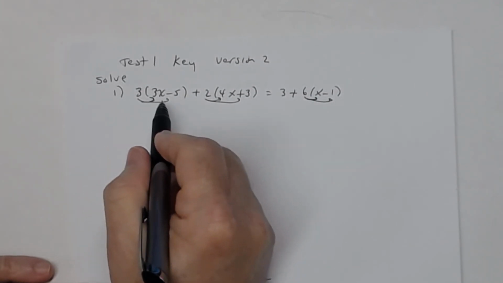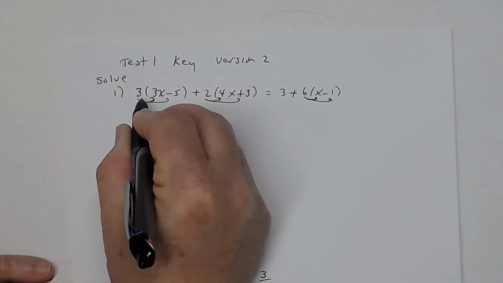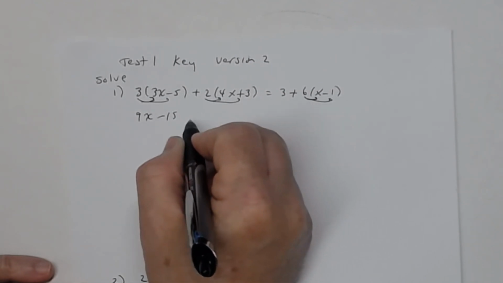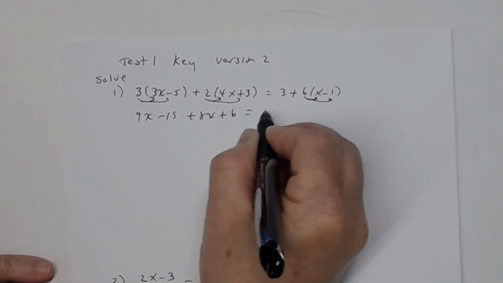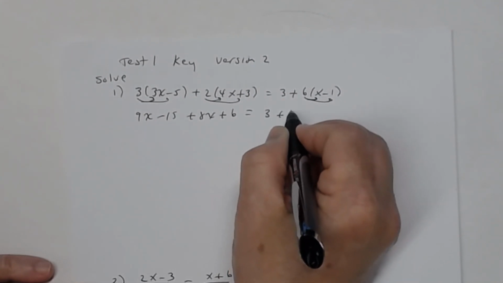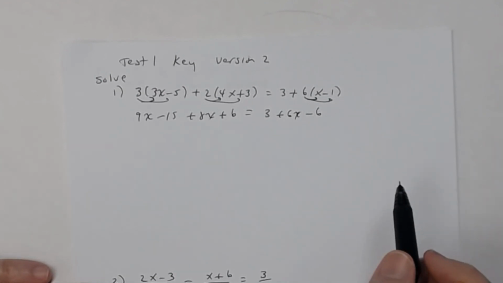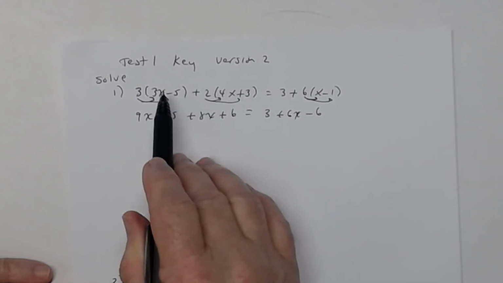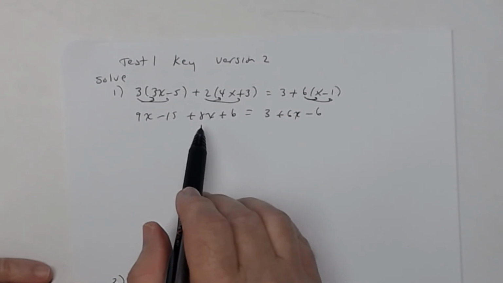All right, so using the distributive property, I get 3 times 3x is 9x. And then 3 times a negative 5 is a negative 15. 2 times 4x is 8x. And then 2 times 3 is 6. Equal, and then 3. And then 6 times x is 6x. And then 6 times a negative 1 is a negative 6. Now notice I went from these set of expressions here to 4 terms. So these are equivalent. Now we're going to add like terms.